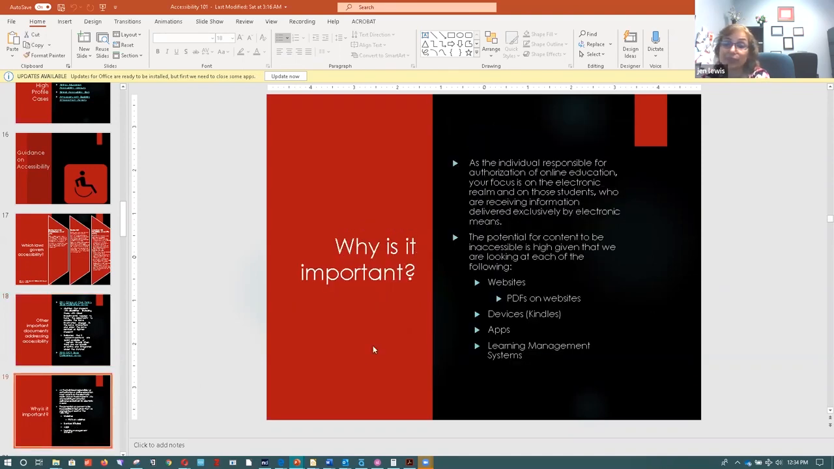Why is it important? You're looking at delivering information exclusively by electronic means to many different people. So there's a high potential for inaccessibility, especially with websites that have graphics, websites that have pictures without alt text, PDFs on websites. There's been issues, especially with low lighting on devices such as Kindles, apps that are inaccessible, and then learning management systems.